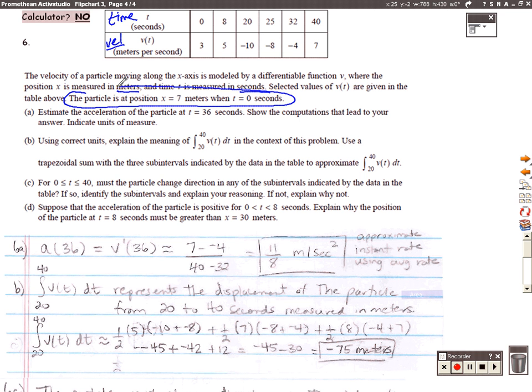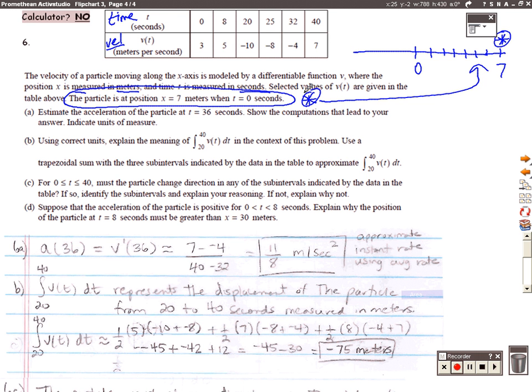The position of the particle, this is extremely important. The position of the particle is x equal to 7 when t is equal to 0 seconds. Don't forget about that important piece of information, because it's going to have an impact on questions when they ask me the position of the particle at a different time, because we're starting at 7. A particle's moving along the x-axis, 1, 2, 3, 4, 5, 6, 7. And this particle is starting at 7. It's not starting at 0, and that's what they're trying to tell me right here. This is where the particle is starting.